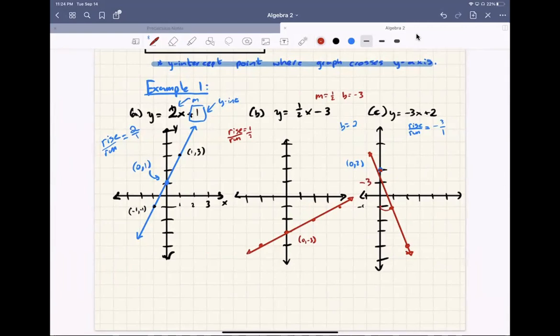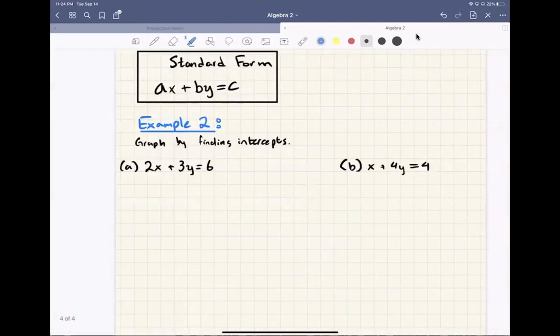Notice how these are positive. When our slope is positive, we're going to be going upward like that. When our slope is negative, our graph is going to go down. Okay. All right. Now we're going to go over to the harder part.